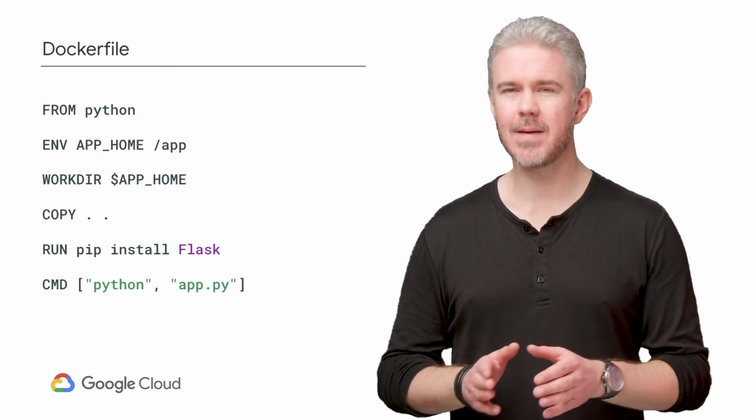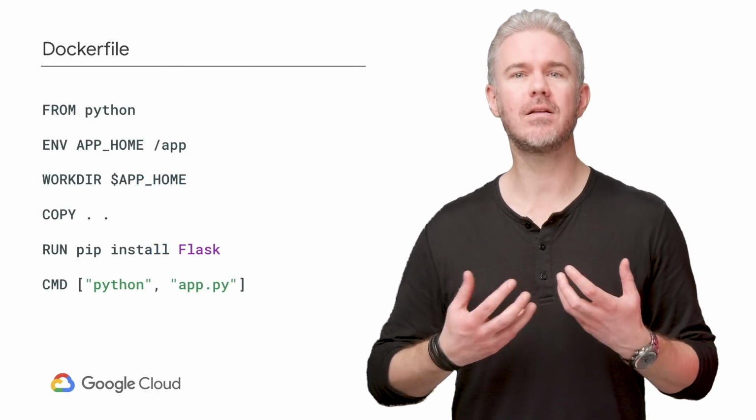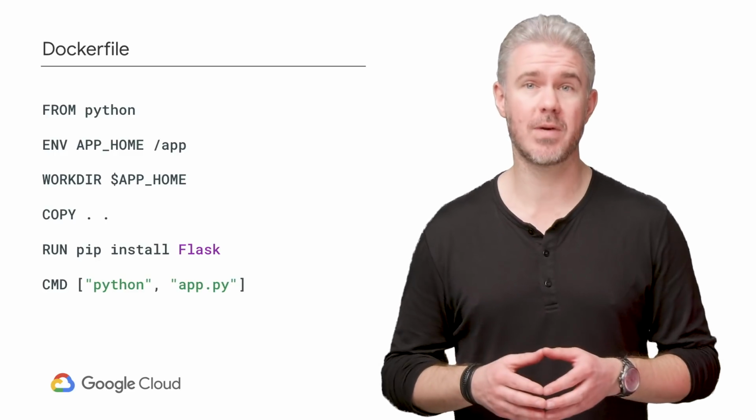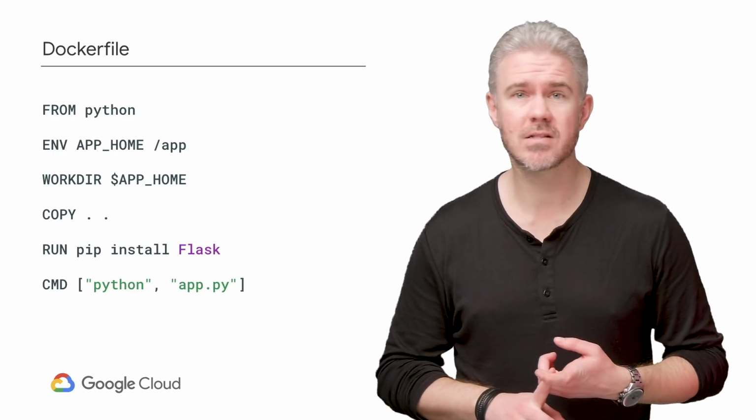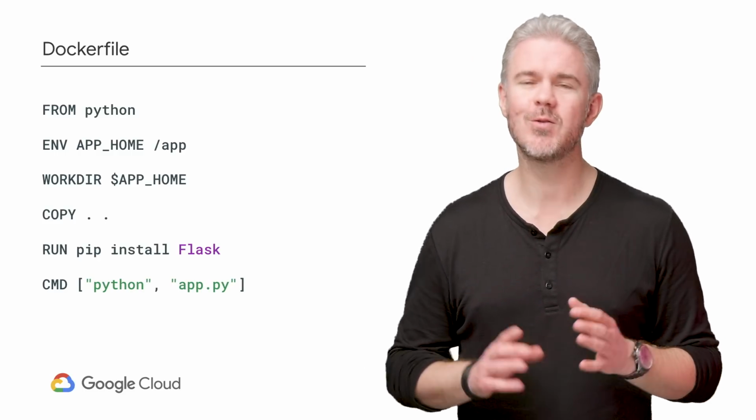Once you've finished writing your app, you can deploy it to Cloud Run in 3 steps: define, publish, and deploy. Step 1 is to define a container by writing a Dockerfile. This file lists the commands to set up the environment your app needs, which operating system to use, which runtime, which frameworks are needed, which port it listens to, and more.